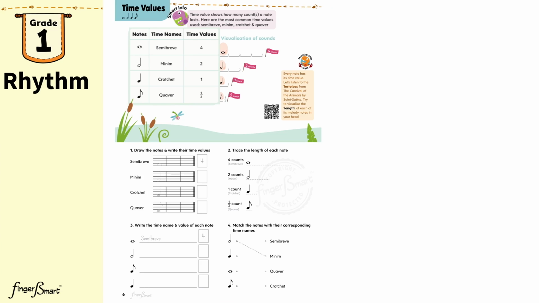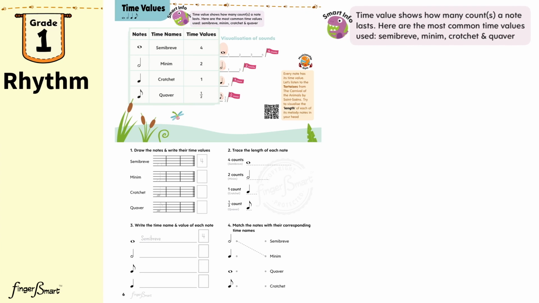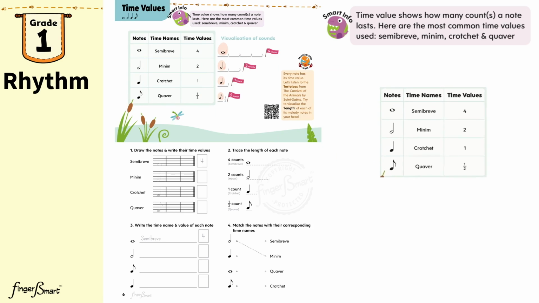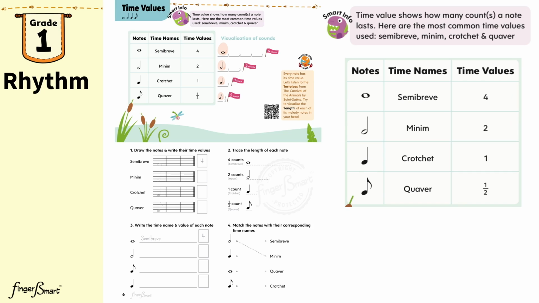So what is time value? Time value shows how many counts a note lasts. So here are the most commonly used notes: semibreve, minim, crotchet, and quaver. And from this smart chart, we have summarized the relationship of the notes' time names as well as the time values.